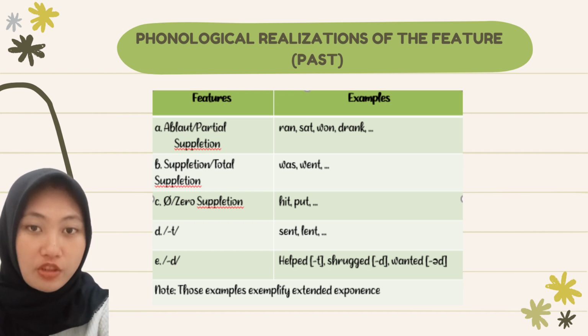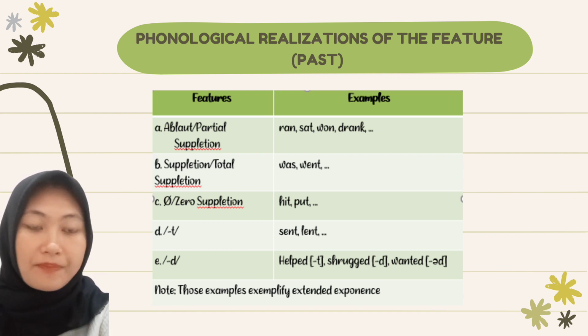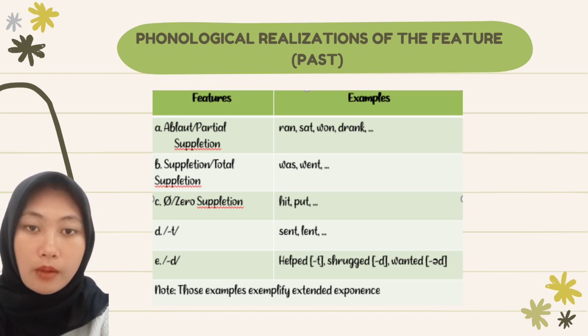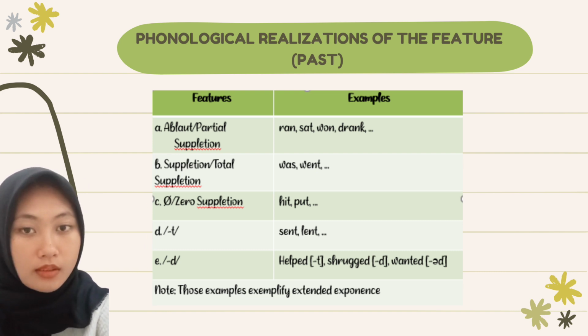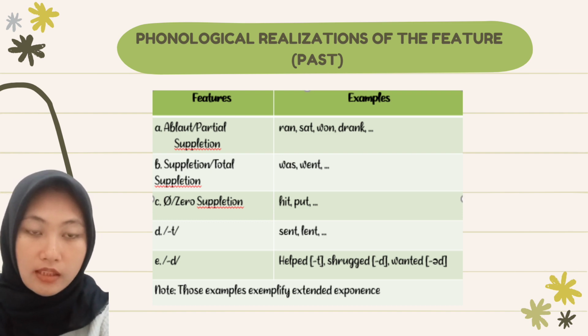There are five features. The first one is ablaut or partial suppletion, for example ran, sat, won, drank. Second, suppletion or total suppletion, for example was, went. And third, zero suppletion, for example hit, could. And the fourth is the, for example sent, lent. And the last, the fifth, is the, for example help, shrugged, and wanted.